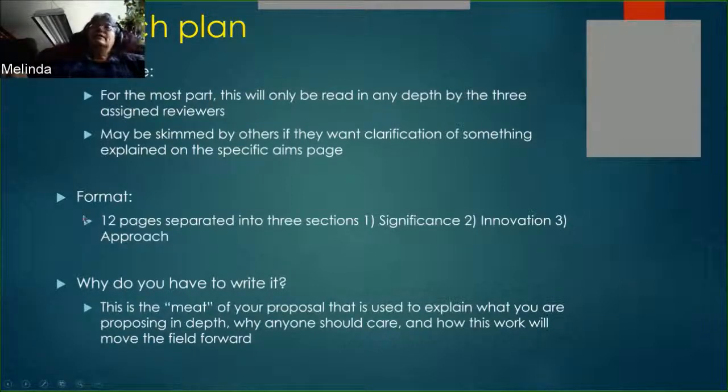Now, the format for a K is a lot shorter than 12 pages. I don't remember how long it is. Is it like 4 or 6? Did you get a chance? Yeah, the other ones I've looked at have been like 3 to 4, I think. Okay, yeah, that might be right.